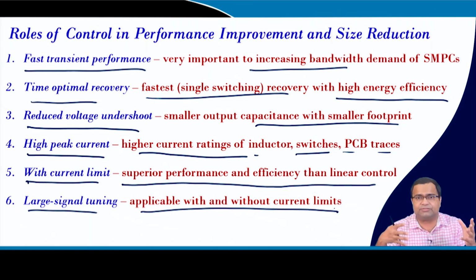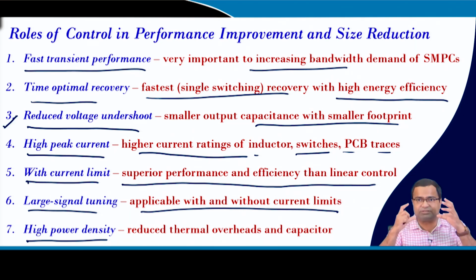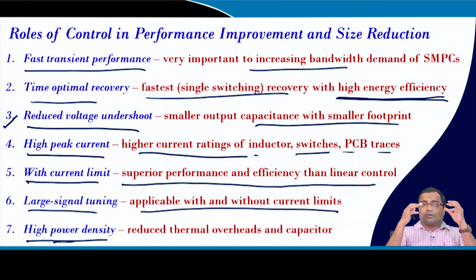The large signal tuning is applicable with and without current limit, that we have discussed and demonstrated using simulation as well as the experimental result, and high power density is achievable, because in this method we can reduce the undershoot. As a result the capacitor size can be reduced. We can increase the energy efficiency, so the thermal overhead can be reduced. By that way we can reduce the size of the converter, giving high power density. So, the control can play a significant role in the size reduction, performance improvement, and efficiency improvement.